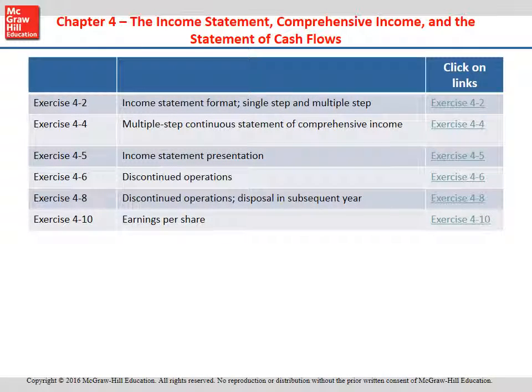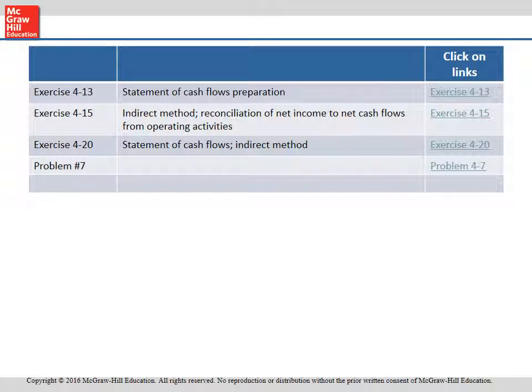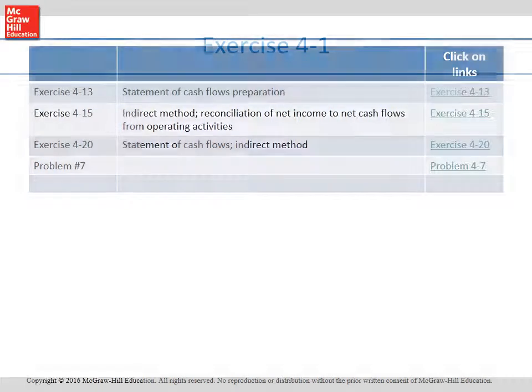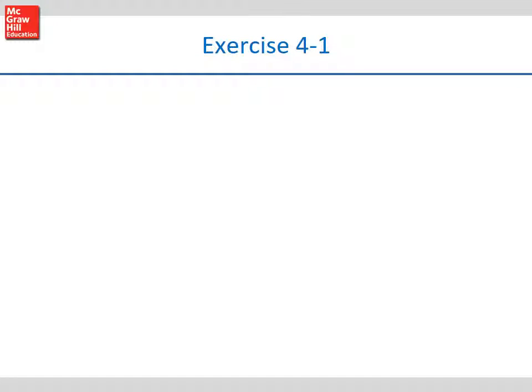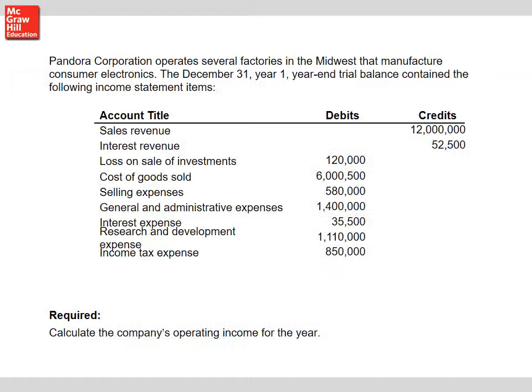Okay, in Chapter 4, we're looking at the income statement, comprehensive income, and the statement of cash flows. So we're going to be going through various exercises and a problem to demonstrate these. Please try these on your own first if you could, and then go through the lecture. Or do the lecture, then try going through them, and then do the lecture again. So let's take a look at our exercise 4-1.